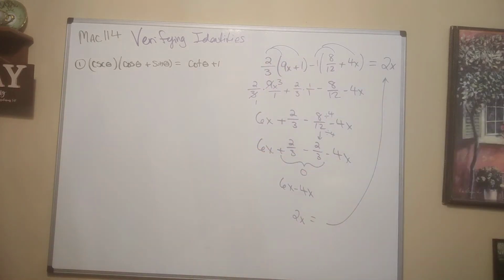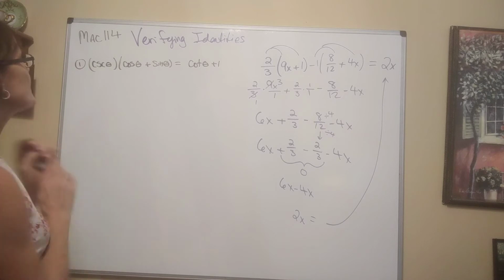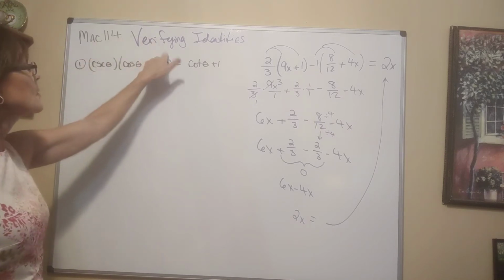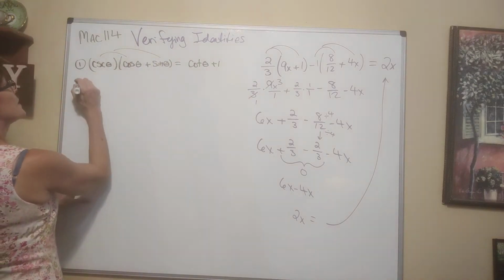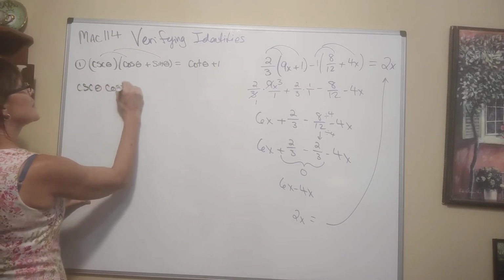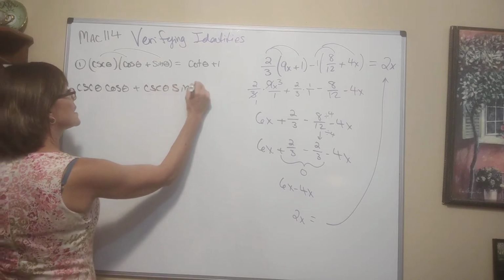All right, so let's see. What would I do here? Which side would I start with? I'm going to choose to start with this side. It looks like I can see something new. I'm going to distribute this. That's what I see. So let me distribute the cosecant to each of these terms. So that becomes cosecant of theta times the cosine of theta plus cosecant of theta times the sine of theta.